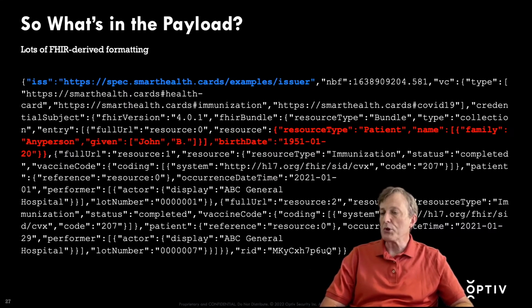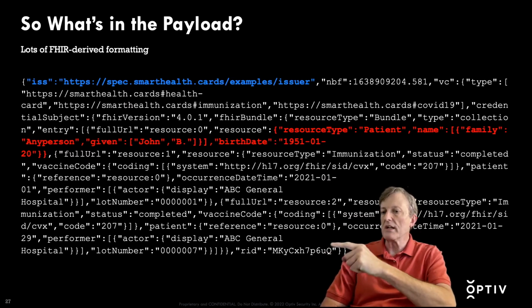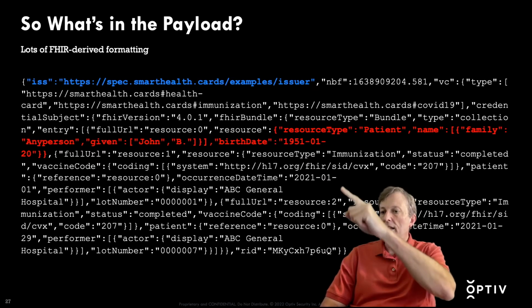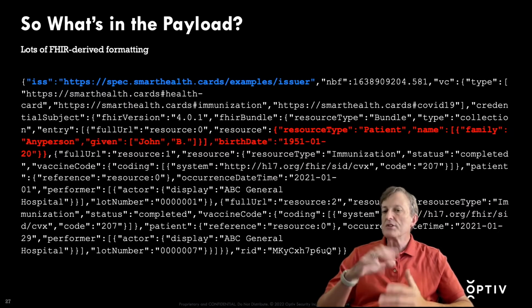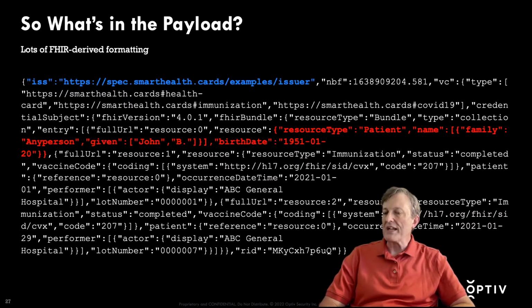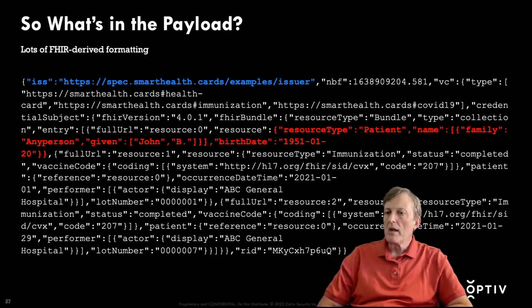You have an issuer key up there in blue, and you have a not before timestamp and some of the standard fields. This is a revoke ID, but then all that stuff in the middle uses that fairly verbose FHIR encoding, so that the vaccines are encoded in a very specific way. For instance, that 207 is a code for a particular vaccine type.